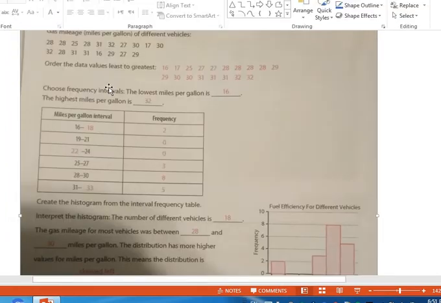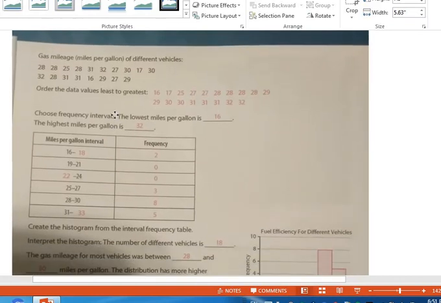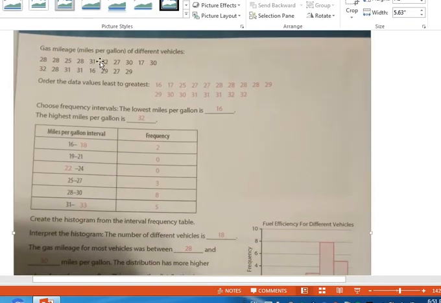Okay, moving to another example here. Gas mileage, miles per gallon of different vehicles, 28, 28, and so on. The first step, order the data values from least to greatest. As I told you, choose frequency intervals. This is the second step.